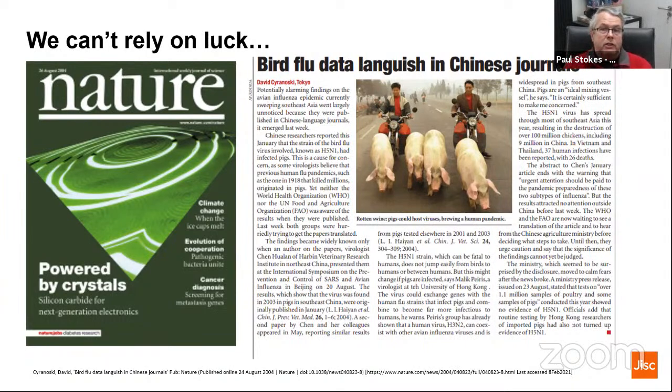It indicated that the chances of a potential pandemic scenario evolving was much more likely. The findings only became more widely known by chance, to, amongst others, the World Health Organization and the UN Food and Agricultural Organization, when one of the authors of the papers involved presented at an international symposium on the prevention and control of SARS and avian influenza. If that author had not presented, then the data may never have become more widely known.